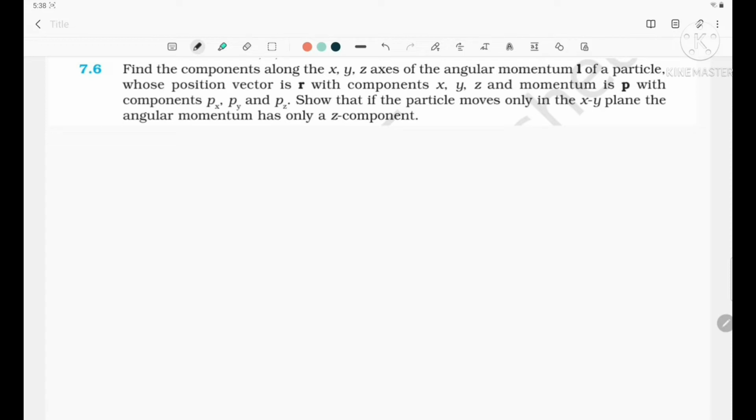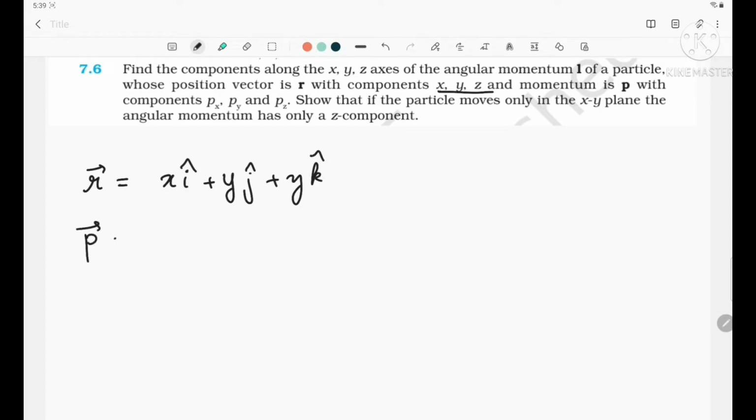The next question, find the components along x, y, z axis of the angular momentum L of a particle whose position vector is r with components x, y and z and momentum p vector with components px, py and pz. Show that if the particle moves only in the xy plane, the angular momentum has only a z component. So let us first complete up to this and then we will move on to the second part of the question. So here they have given that the position vector r is given by the components x, y and z, so x i cap plus y j cap plus z k cap.